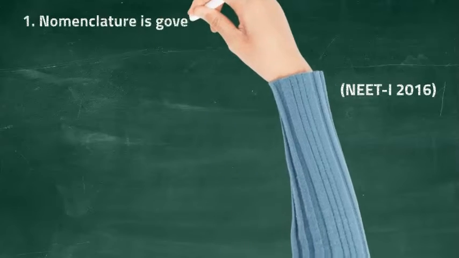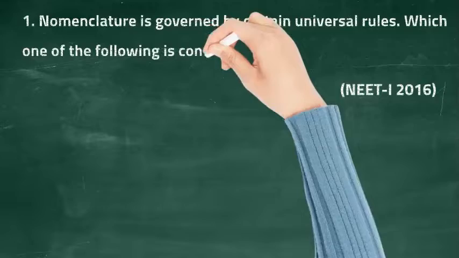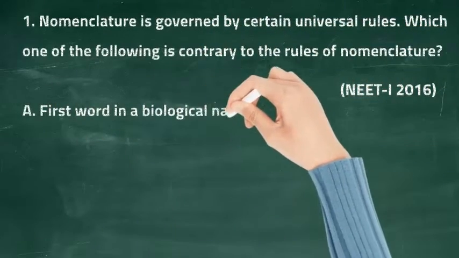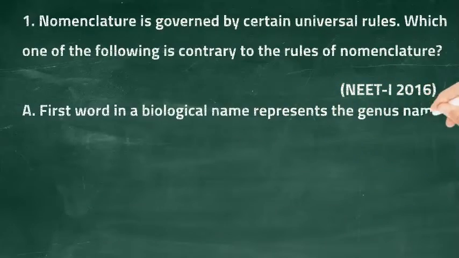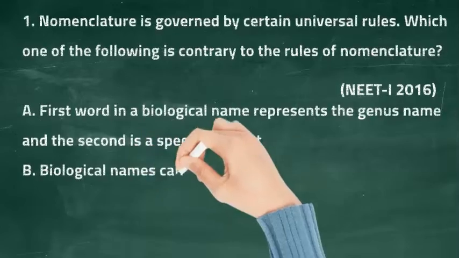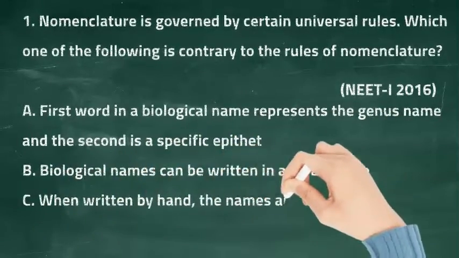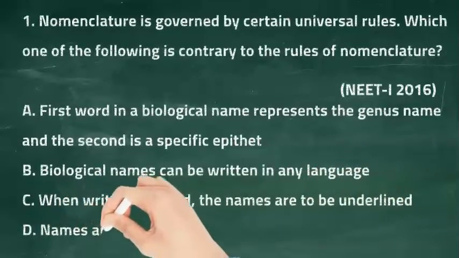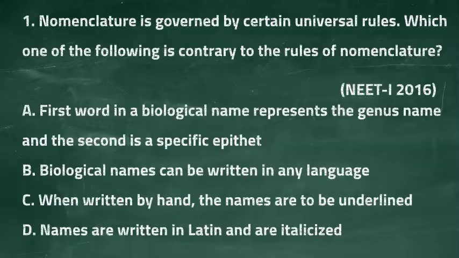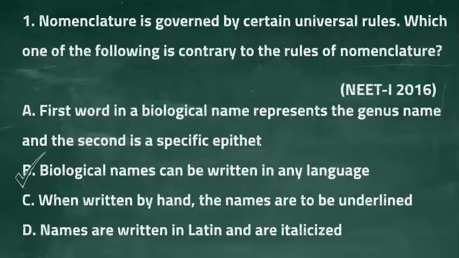Question first. Nomenclature is governed by certain universal rules. Which one of the following is contrary to the rules of nomenclature? Option A: the first word in a biological name represents the genus name and the second is the specific epithet. Option B: biological names can be written in any language. Option C: when written by hand, the names are to be underlined. And option D: names are written in Latin and are italicized. The right answer to this question is option B. Biological names can be written in any language.